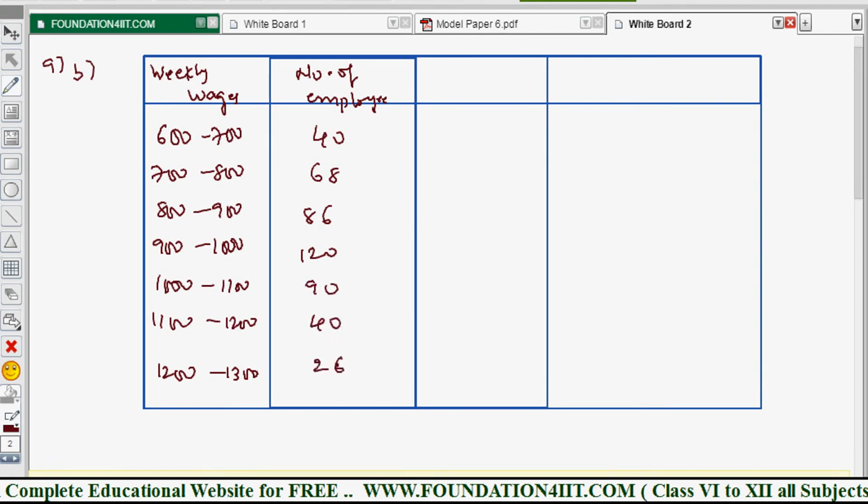40 and 26. Now we should find out the CF, that is cumulative frequency, less than cumulative frequency. 40, number 40 as given, and 40 plus 68, 108. 108 plus next is 86. Just add like this. So that is 194, plus 120 is 314. Next number adding, 404, plus 40 is 444, and 470 by adding 26.